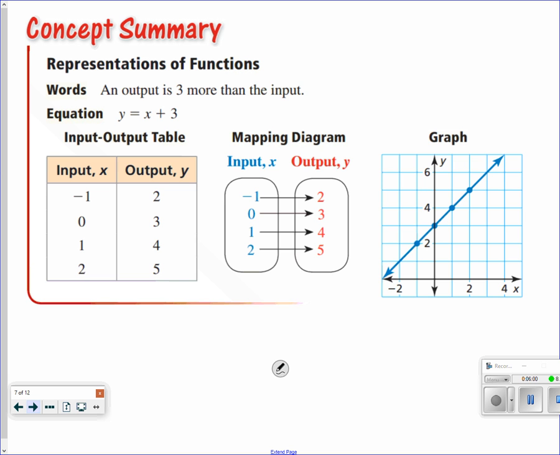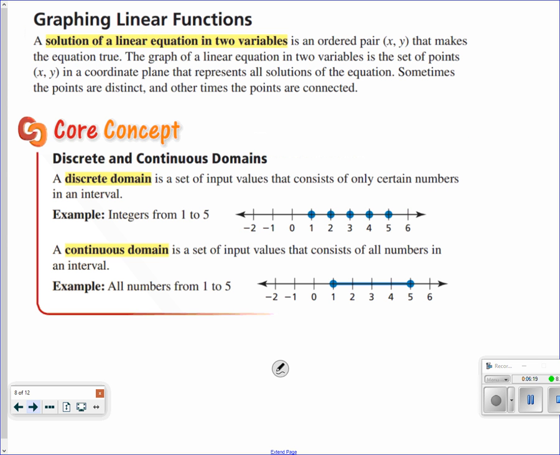Whether or not something is linear. So in this first one, input to output, notice that each of the inputs goes to one output. This would be considered a function, same as in a mapping and same as in a graph. So again, looking at this in a couple of different ways.